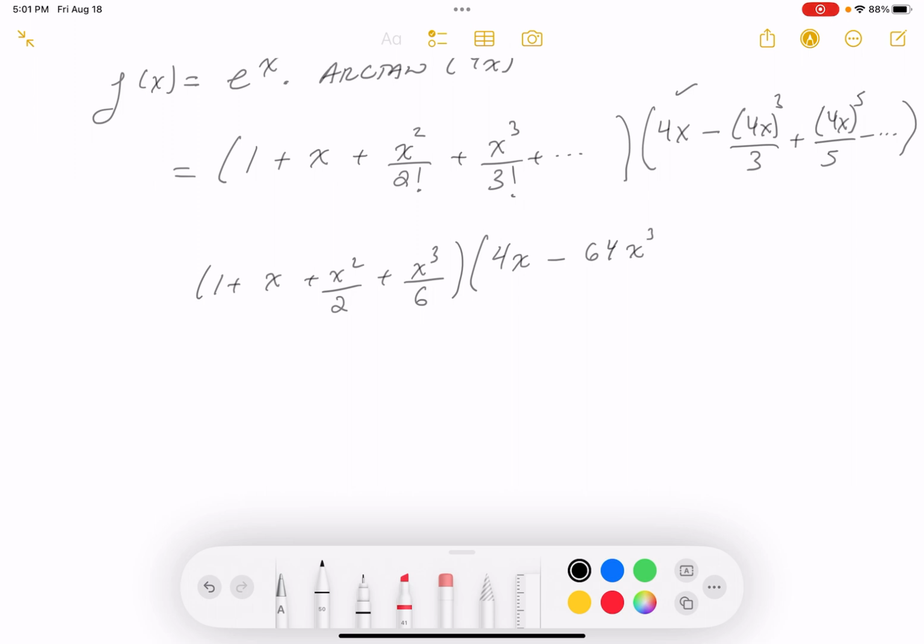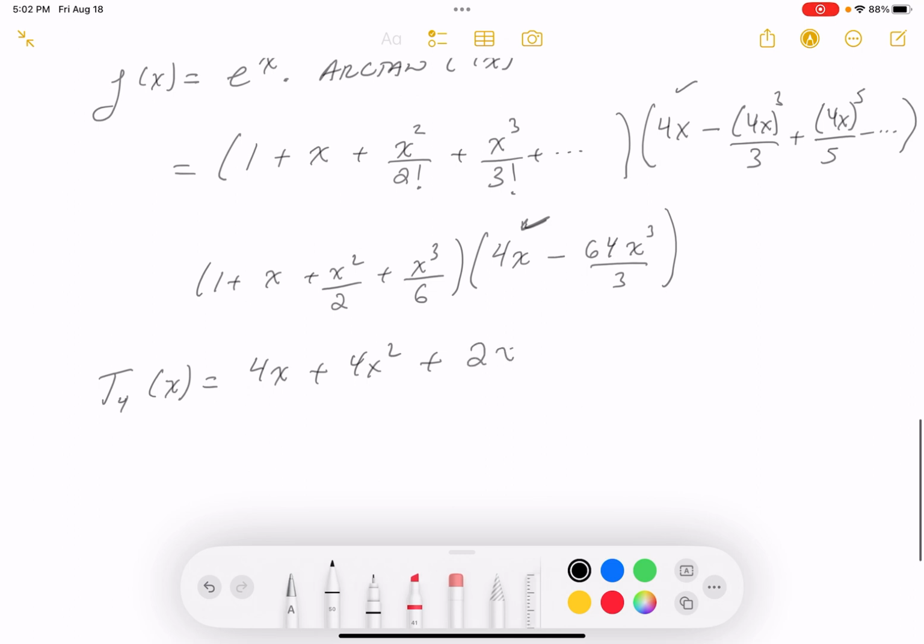x cubed over 3. I'm going to do that multiplication. And when I say I do the multiplication, only the terms that are degree 4 and below are the only terms I'm going to put down. Let's put the 4x down. I'll multiply by 4x. Yeah, in this case I am. 4x times 1 is 4x. Plus 4x squared. Plus, let's be careful, 4x times x squared over 2 would be 2x cubed.